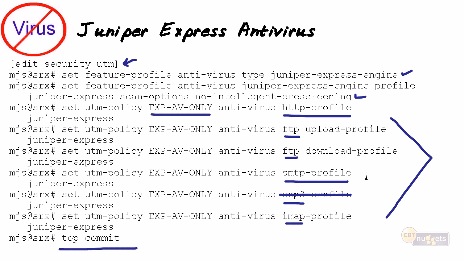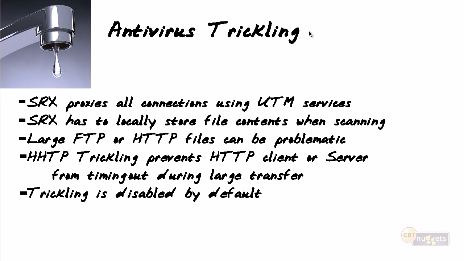And so we're going to rely upon our end user end host antivirus to do things like scanning for file attachments, especially in an environment where we're not using the Sophos cloud solution or the full antivirus with Kaspersky. I want to talk about one more feature that's disabled by default that may come into play, and that is antivirus trickling.